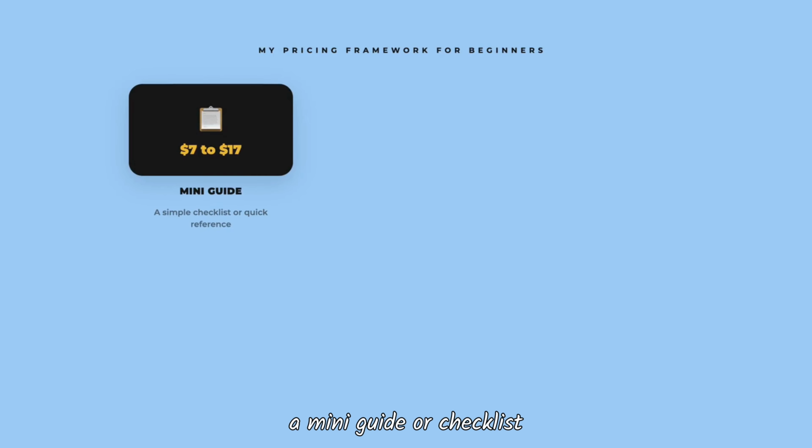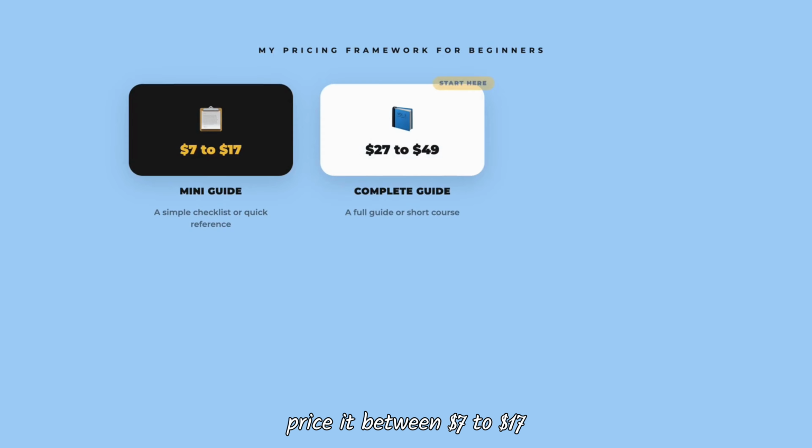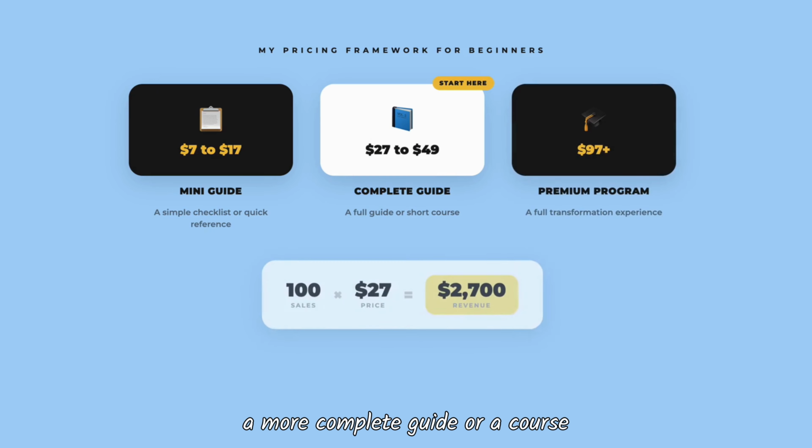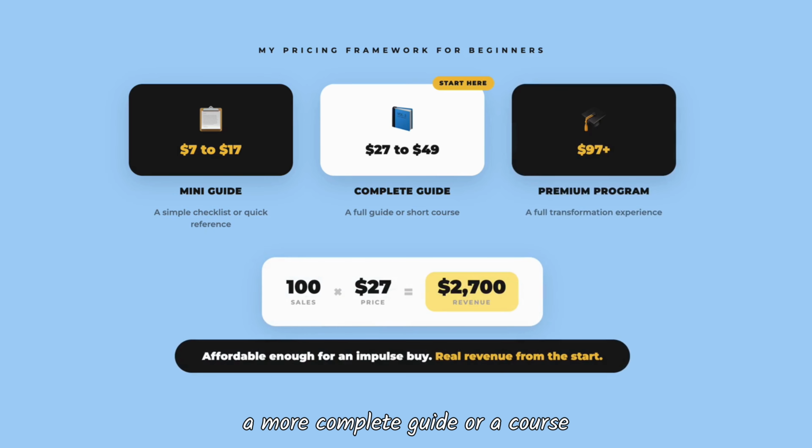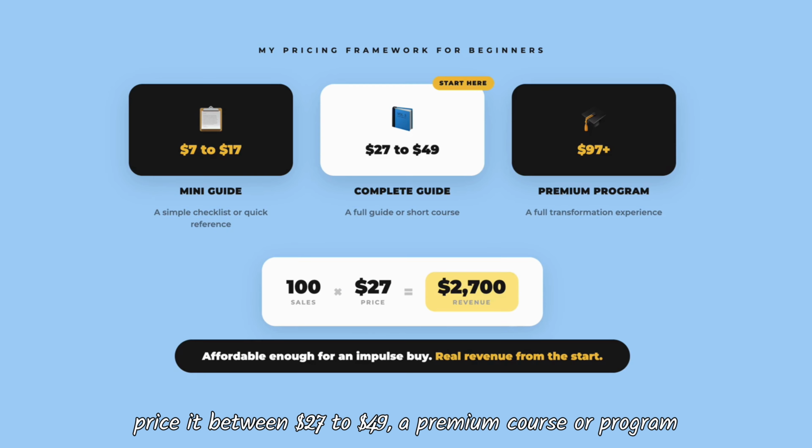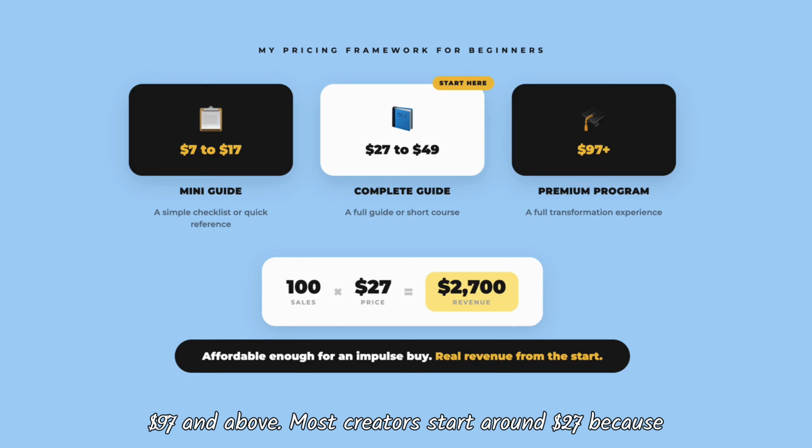A mini guide or checklist, price it between $7 to $17. A more complete guide or course, price it between $27 to $49. A premium course or program, $97 and above.